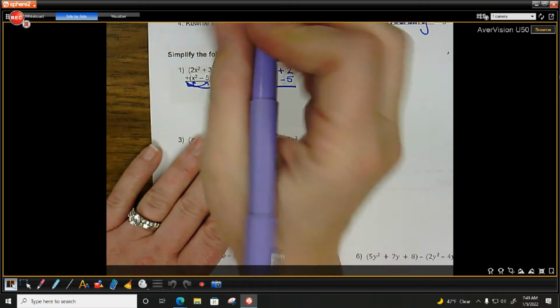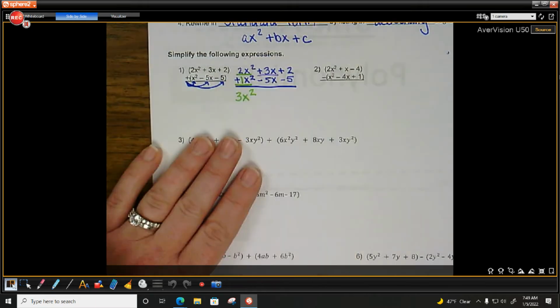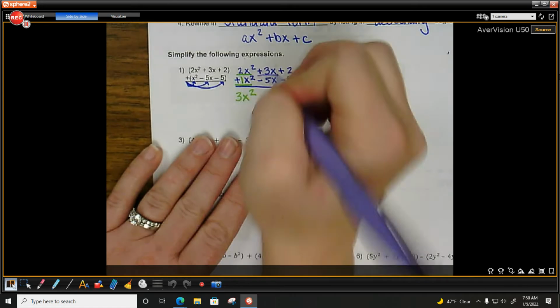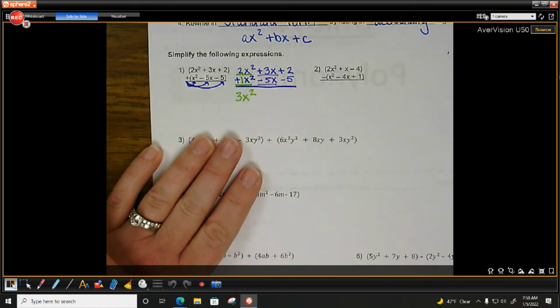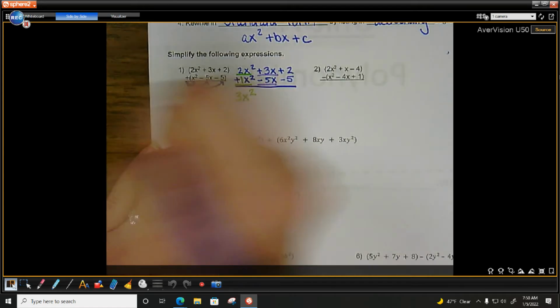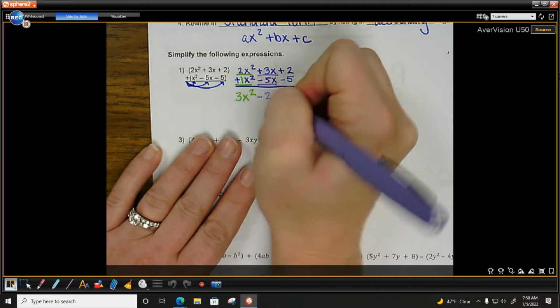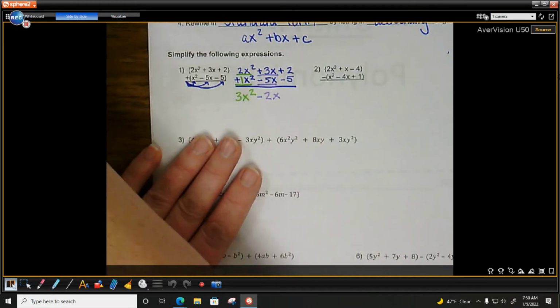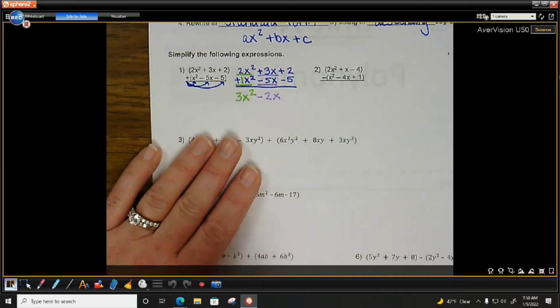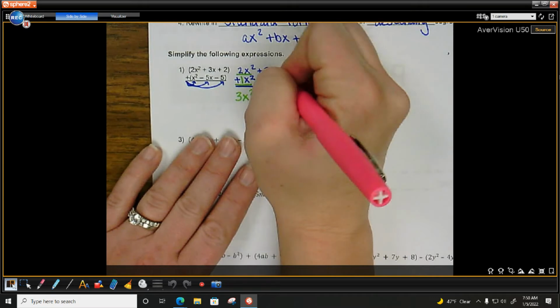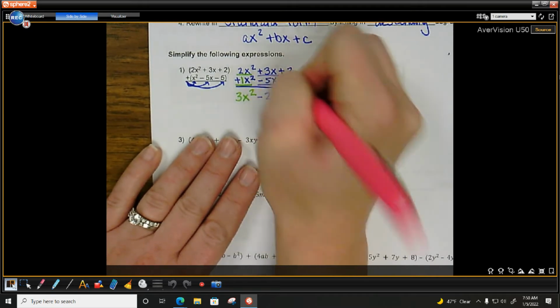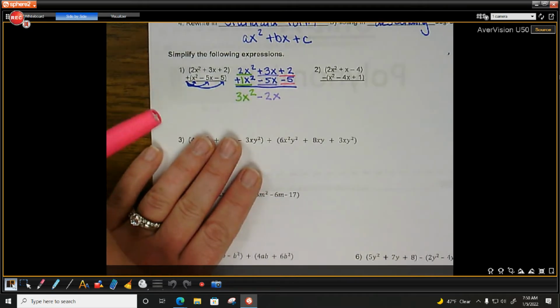Now I have a plus 3x. Do I have another x term? Right below it, minus 5x. So what's 3 minus 5? Negative 2 what? X. Very good. And then lastly, I have a plus 2 and a minus 5. Negative 3.